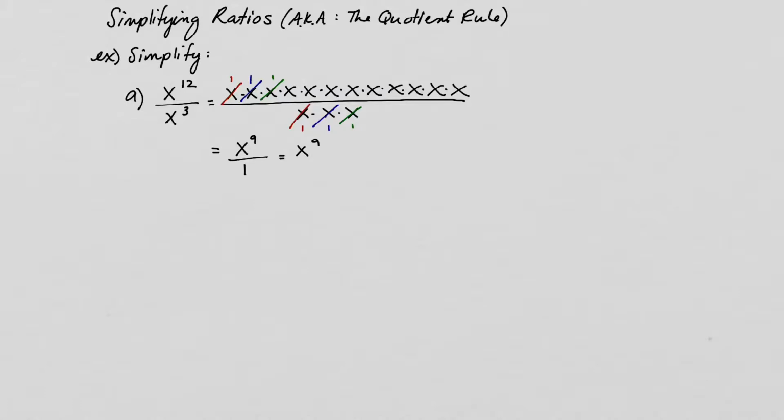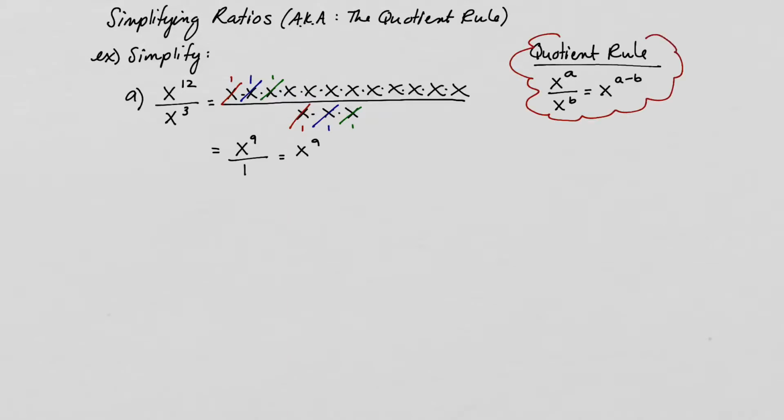So you can think of the quotient rule. If you look at what happened there, if you look at 12 and 3, if I took 12 minus 3, I would have gotten 9. So the quotient rule says that if you have x to the a, whoops, that looks a lot like a 9, x to the a divided by x to the b, that is the same as x to the a minus b.